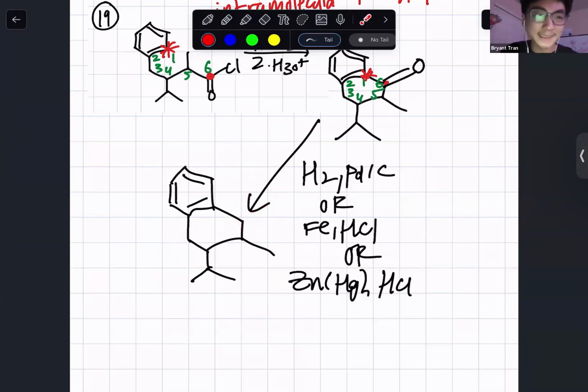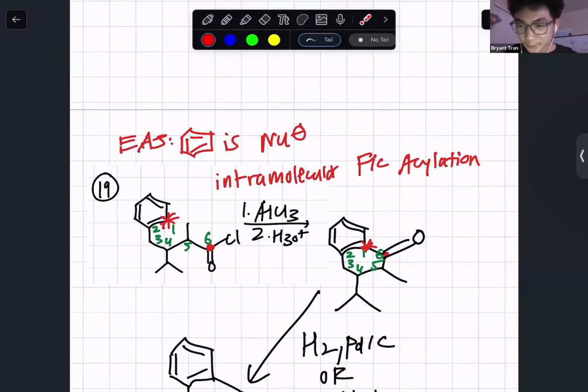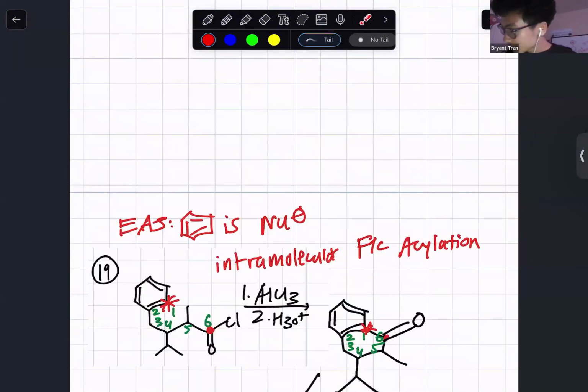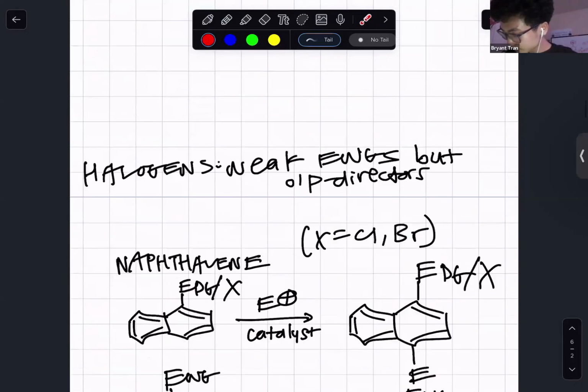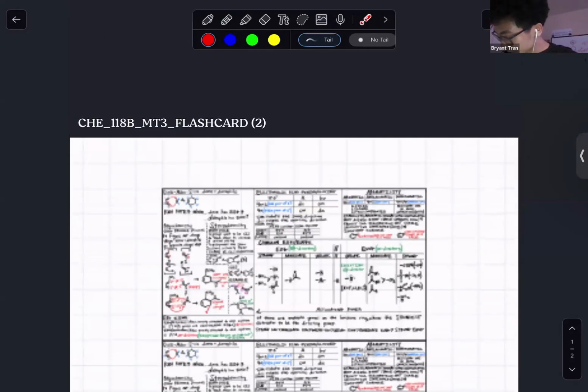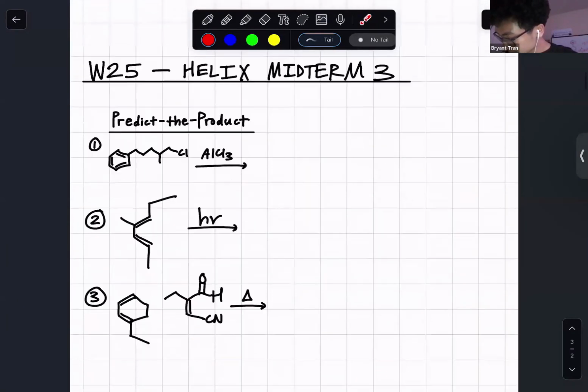Right, and that's very important because that's going to interconvert our groups from ortho para director to meta director and back and forth. And that's going to be very important for synthesis. But we'll go over that after I go over your guys' questions here. So, someone wants to go over the mechanism for number 1, so let's do that.